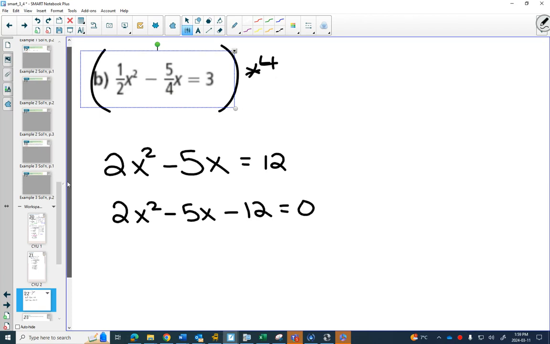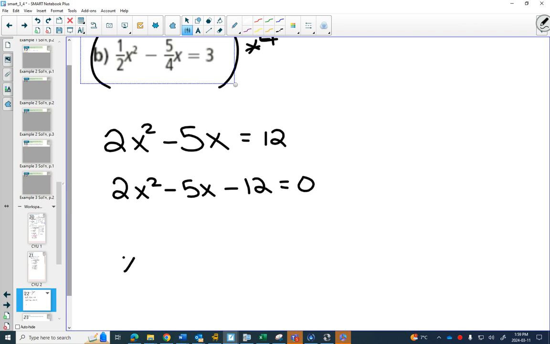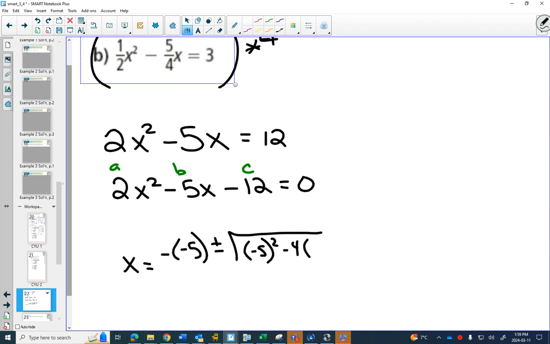We say, okay, I want to go to the formula. And I like something that comes out of the formula here. So this is my A value, this is my B value, this is my C value. I'm going to get negative negative 5 plus or minus square root of B, which is negative 5, all squared, minus 4 times A, which is 2, and C, which is negative 12, over 2 times A.